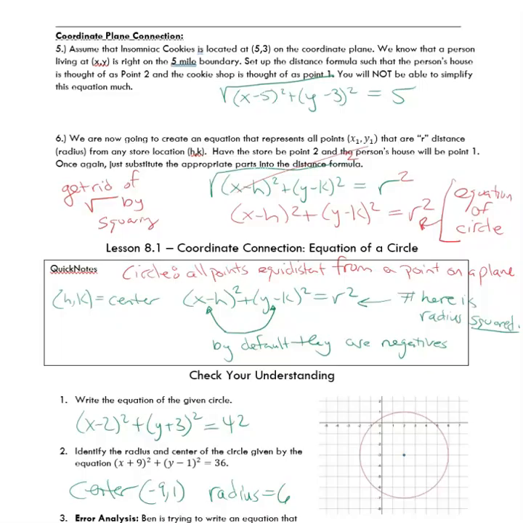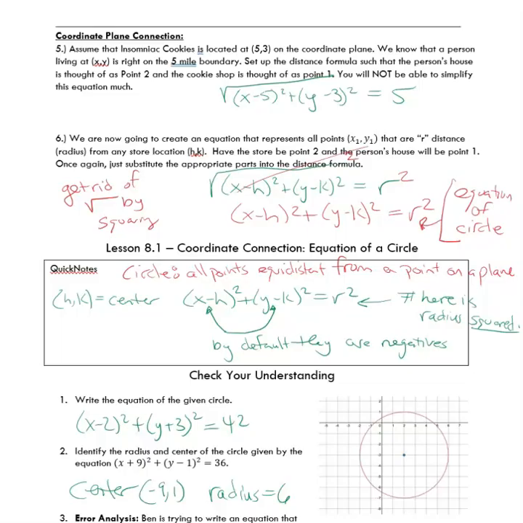So when you do this, you would do x minus the x coordinate, which is (x minus 5) squared, plus (y minus 3) squared, equals the whole length, which we know is a distance of 5. Okay. Now it says that we're going to create an equation that represents, and that is not supposed to be 5. Sorry about that. No, it is supposed to be 5.